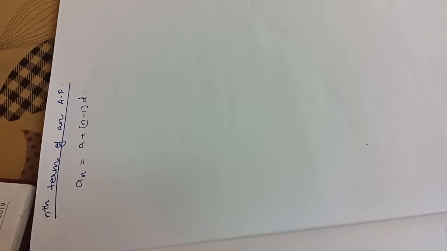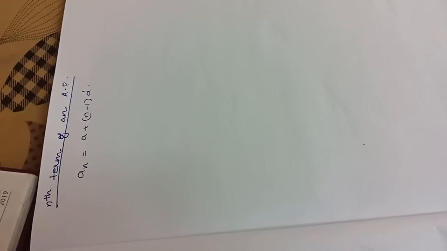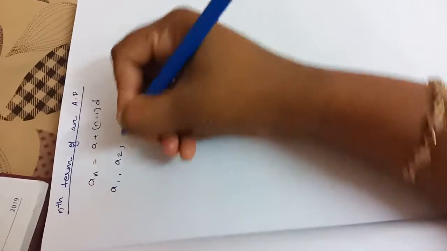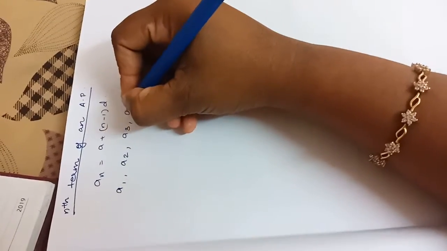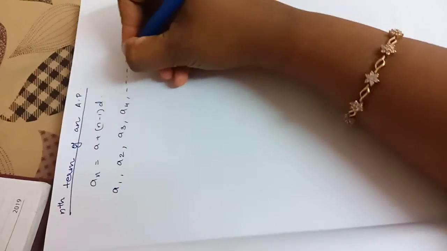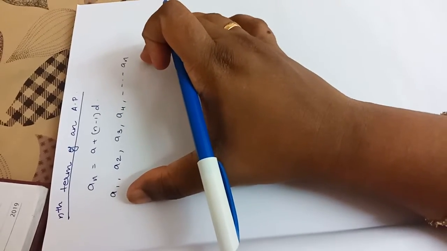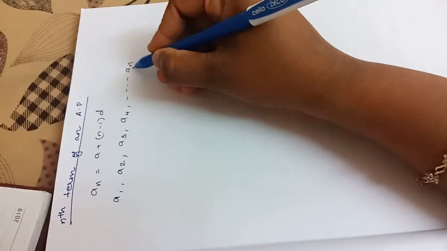Okay students, let us continue the next topic, that is nth term of an AP. What is nth term of an AP? Already we told you A1, A2, A3, A4 and continuing like this, An. So this is the general representation of an AP, correct? In this representation, An is the last term.